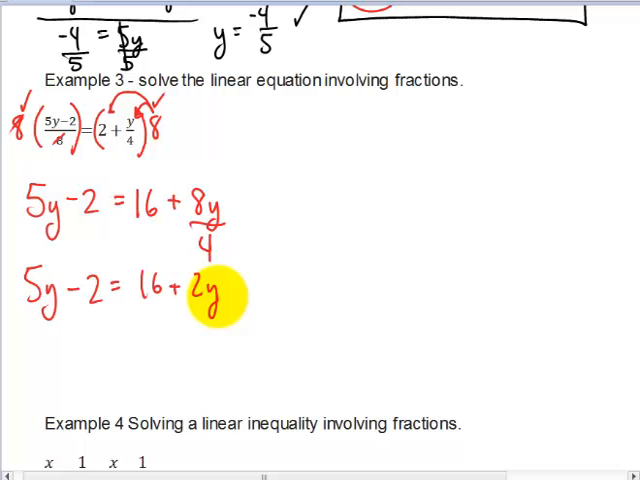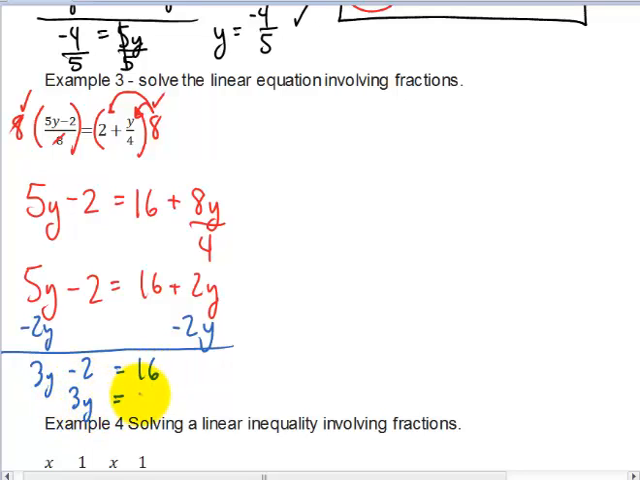I'm going to combine like terms, so I'm going to subtract 2y from both sides, and then we have 3y minus 2 equals 16, and then I'm going to add 2 to both sides, and then look, it works out to be a nice easy number. y will equal 6. So you should always plug it back into the original.